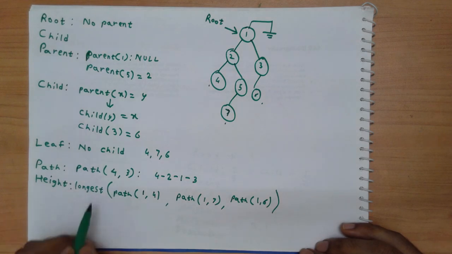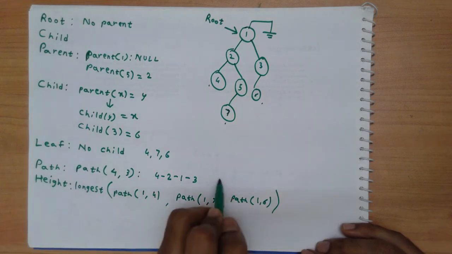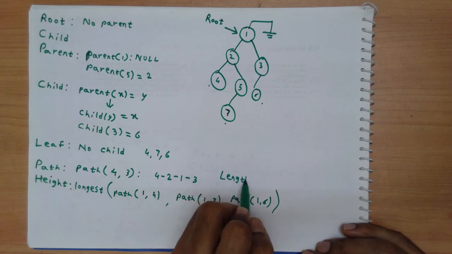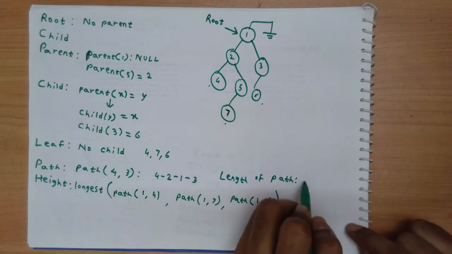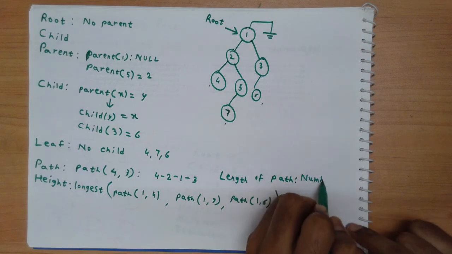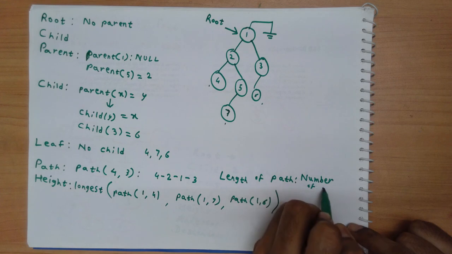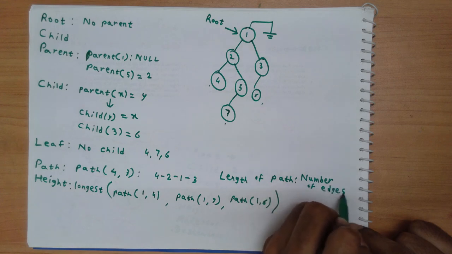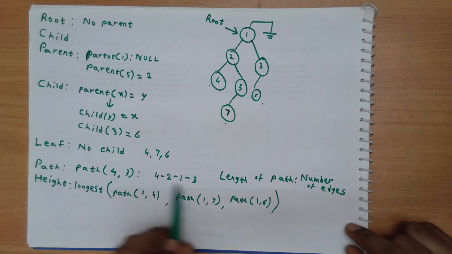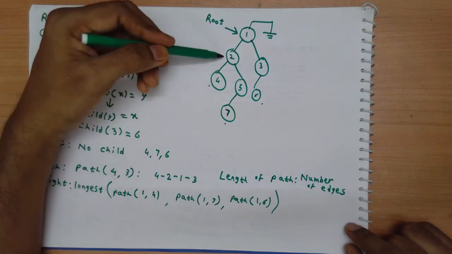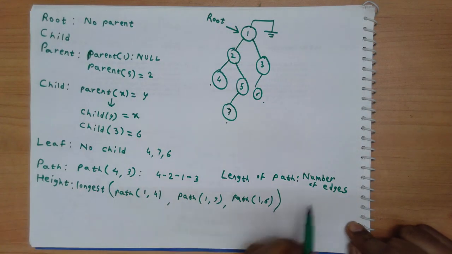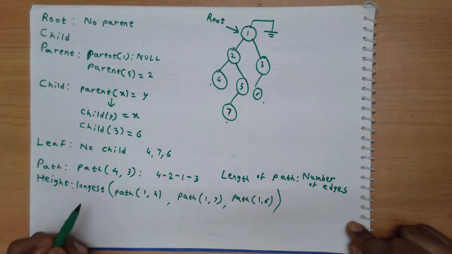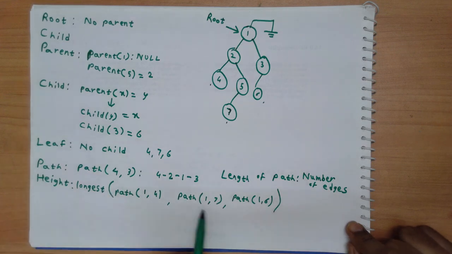Okay, and when you define longest, you have to define the length of path. So length of path is simply the number of edges in the path. For example, if I take this path from 4 to 3, how many edges does it involve? It involves edge 4 to 2, 2 to 1 and 1 to 3. So 3 edges are involved. So length of this path is 3. Okay. So we would take these 3 paths.